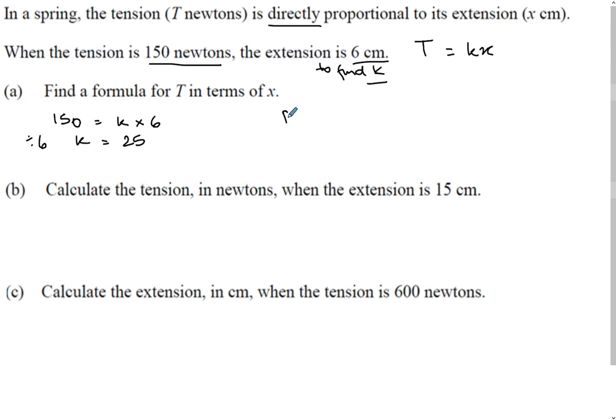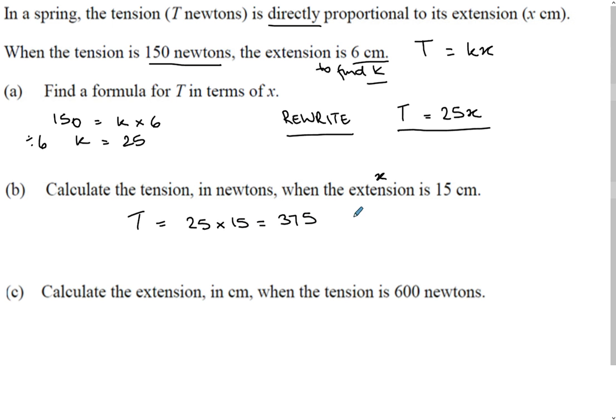So always rewrite the equation first. So we've got T equals 25x, and that's what we're going to use. It says calculate the tension, which is T, when x is 15. So T equals 25 times 15, and you get 375 newtons.